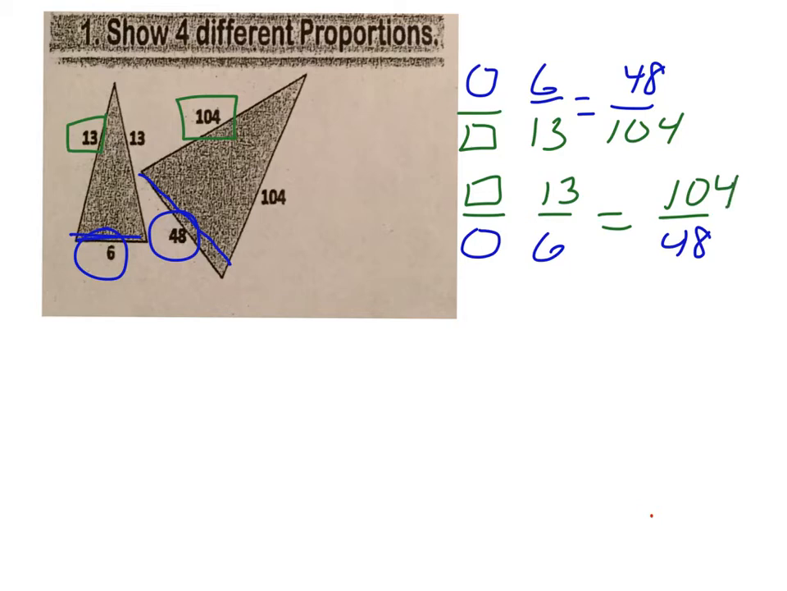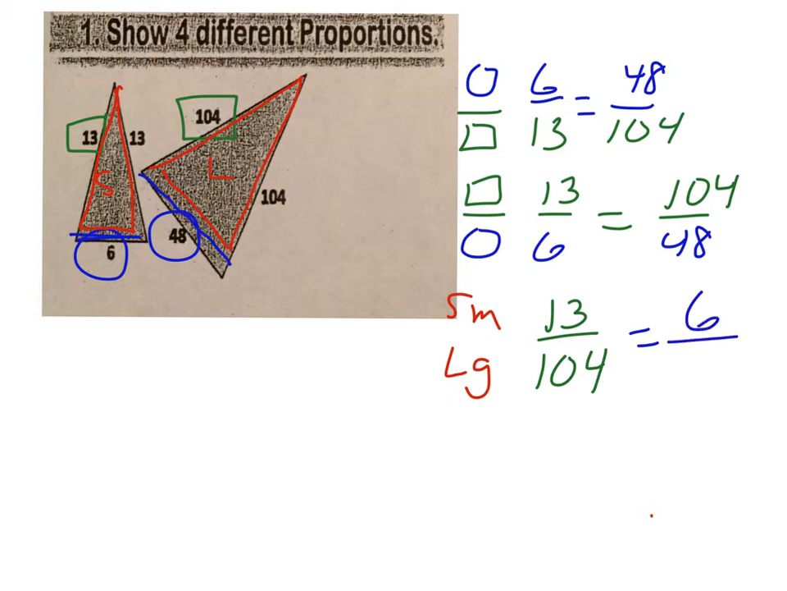Now I can set it up and say, okay, this time I'm going to compare the small triangle to the large triangle. So I'm going to write small to large, which means I look at the smaller figure and compare small to large first. So I will have 13 compared to the 104 on the larger one. And then on the corresponding sides, I would have on the small one a 6, while I had a 48 on the larger one. So it's comparing small figure to the larger figure.